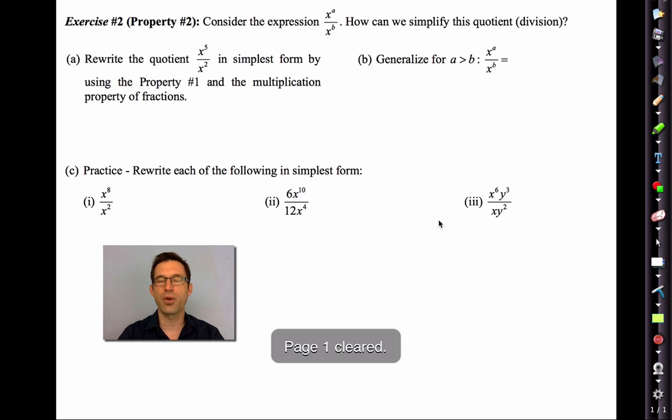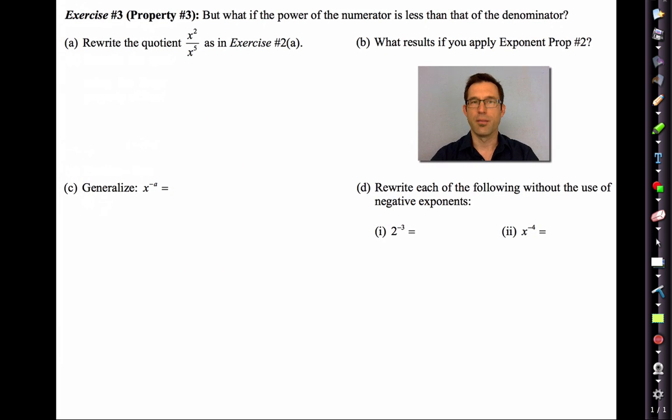Let's go on to property number 3. All right, but what if the power in the numerator is less than the power in the denominator? So letter A says rewrite the quotient x squared divided by x to the 5th as in exercise 2a. And I know we don't have exercise 2a sitting here at this point. But in other words, we can take this and rewrite it as x squared divided by x squared times x cubed. Now we have to be careful, because this would then be x squared divided by x squared times 1 divided by x cubed.